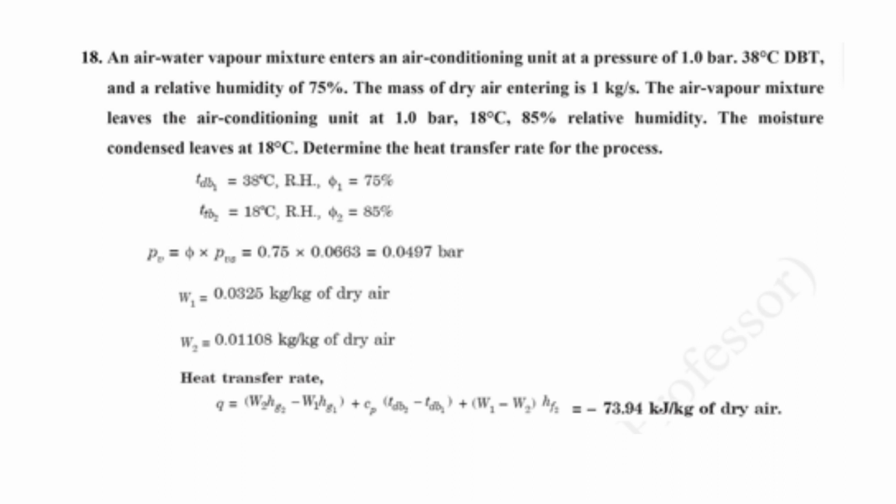Heat transfer rate is also obtained from the following equation: Q is equal to W2 Hg2 minus W1 Hg1 plus Cp multiplied with dry bulb temperature 2 minus dry bulb temperature 1, plus W1 minus W2 multiplied with Hf2.